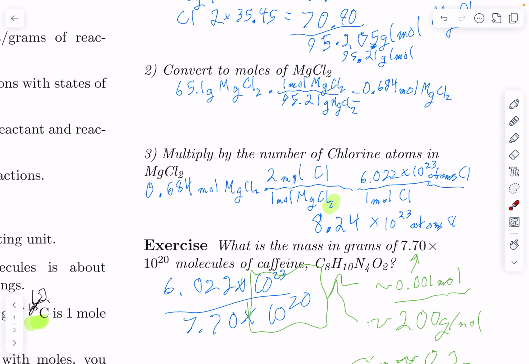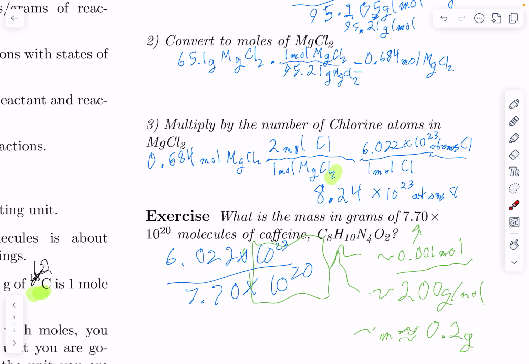Next, you need to multiply by the number of chlorine atoms in magnesium chloride. So in every mole of magnesium chloride, there are 2 moles of chlorine times 6.022 times 10 to the 23rd, because every mole of magnesium chloride has 2 moles of chlorine. You multiply those 3 numbers together, you get 8.24 times 10 to the 23rd atoms of chlorine.